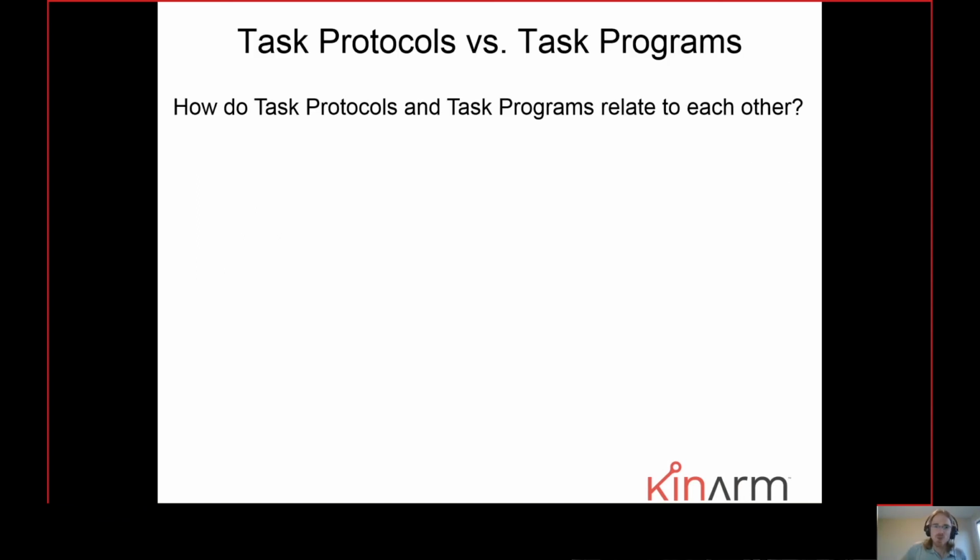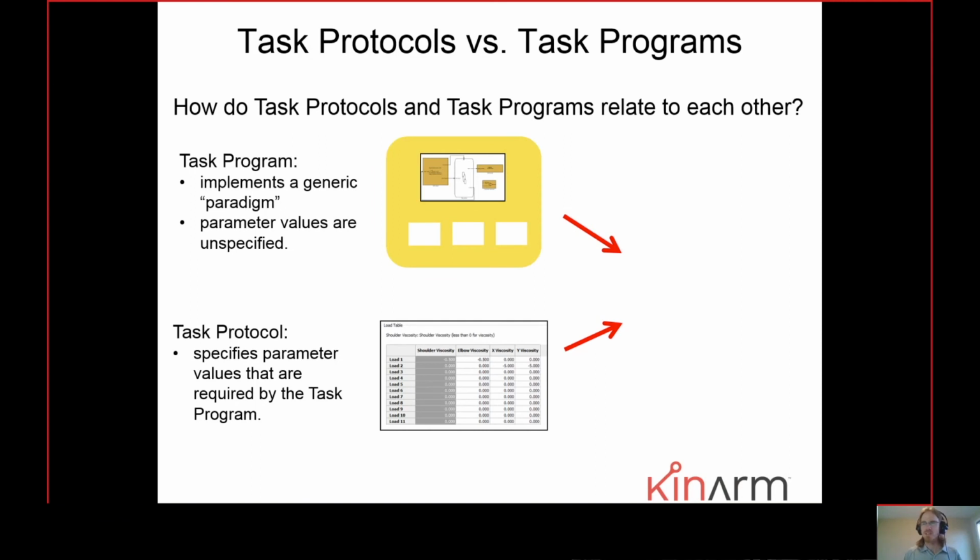So how do these task protocols and task programs relate to one another? As Ian talked about, the task program is where you're going to implement your logic, the experimental paradigm. Is it a reaching experiment? Is it a bimanual control experiment? Those sorts of things. Your task program, which is what this talk is about, is where your task paradigm is done.